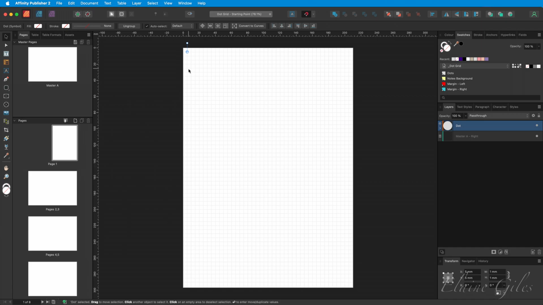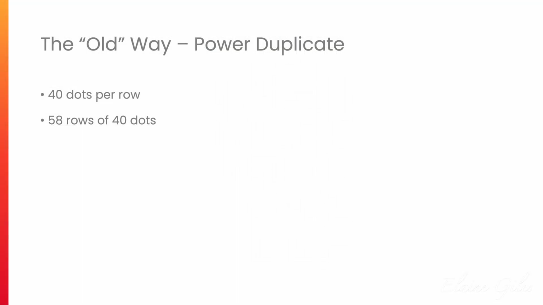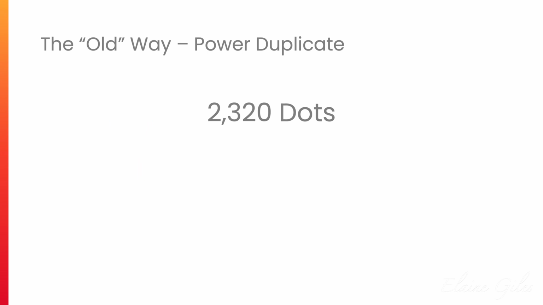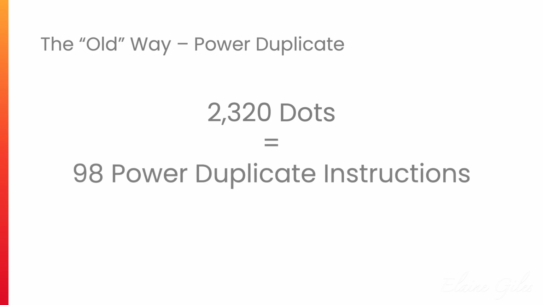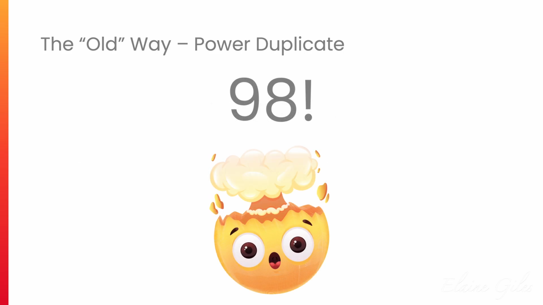And there are at least two ways to do this. There is what I call the old way. The old way would be to power duplicate that shape. I would need a row of 40 dots for line 1. I would also need 58 lines of dots. If you're doing the maths with me, that is 2,320 dots. Even with power duplicate, it would necessitate 98 power duplicate instructions. I know it's faster than doing it by hand, but to be honest, only just.